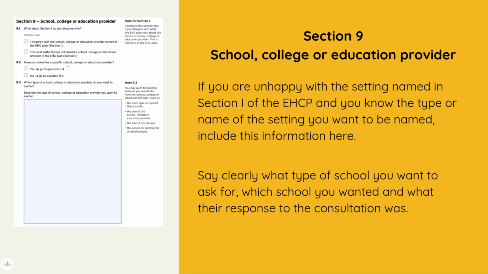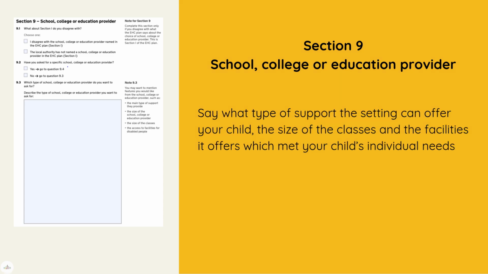Section 9, School, college, or education provider. If you're unhappy with the setting named in Section I of the EHCP, and you know the type or name of the setting you want to be named, include this information here. Say clearly what type of school you want to ask for, which school you wanted, and what their response to the consultation was. Section 9, School, college, or education provider continued. Say what type of support the setting can offer your child, the size of the classes, and the facilities it offers which meet your child's individual needs.